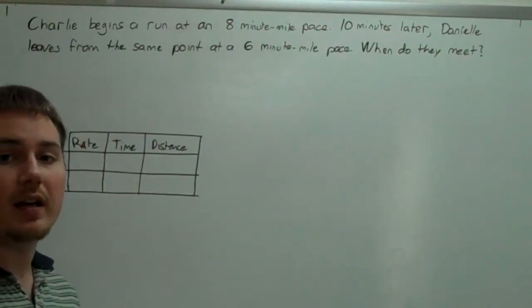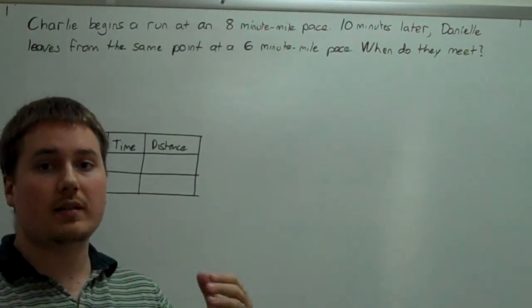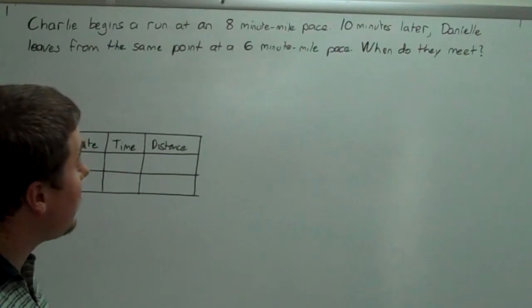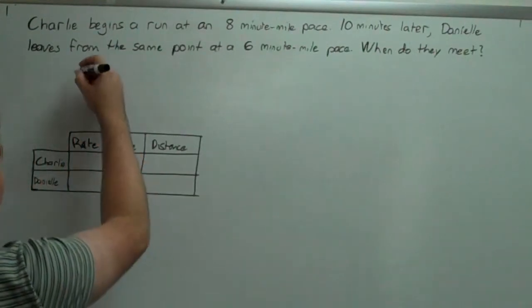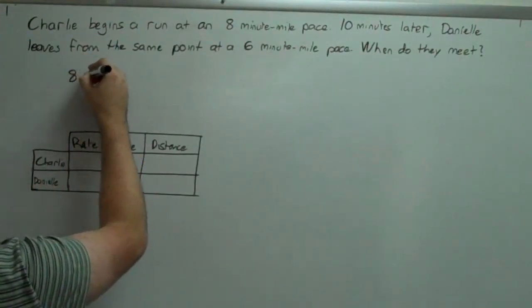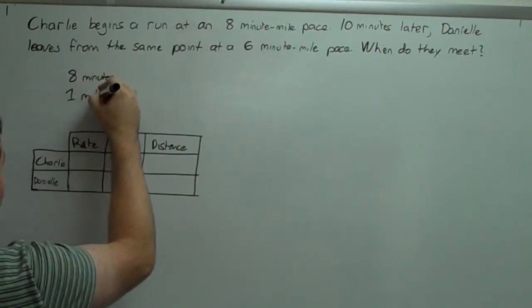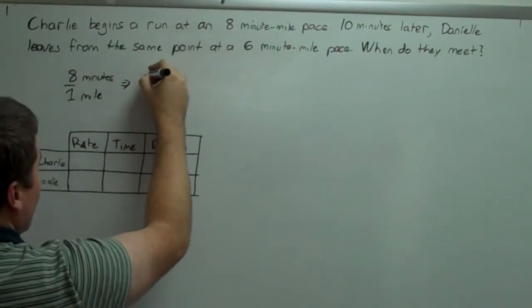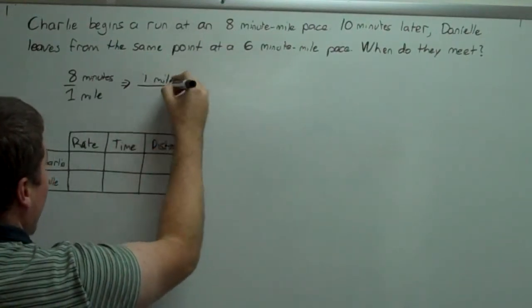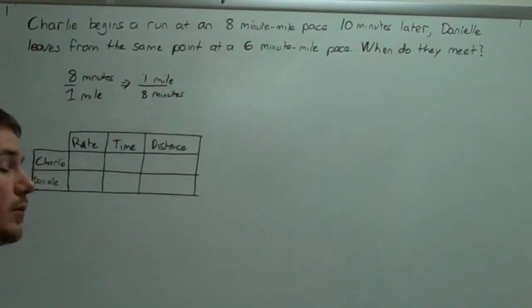In order for us to do any distance rate time problem correctly, you need to have the rate and time be the same as your units of distance. Well, we have minutes, but minutes per mile doesn't really work as a very good rate. But if someone can run 8 minutes to 1 mile, then it stands to reason that they can do 1 mile every 8 minutes. Or more appropriately, they can travel 1/8 of a mile every minute.